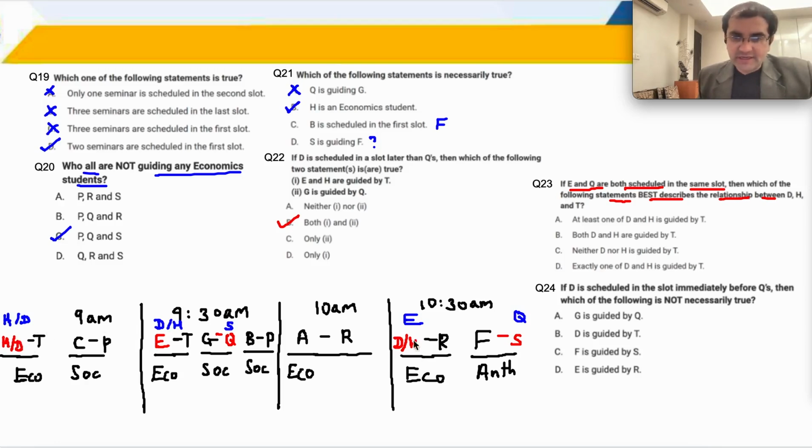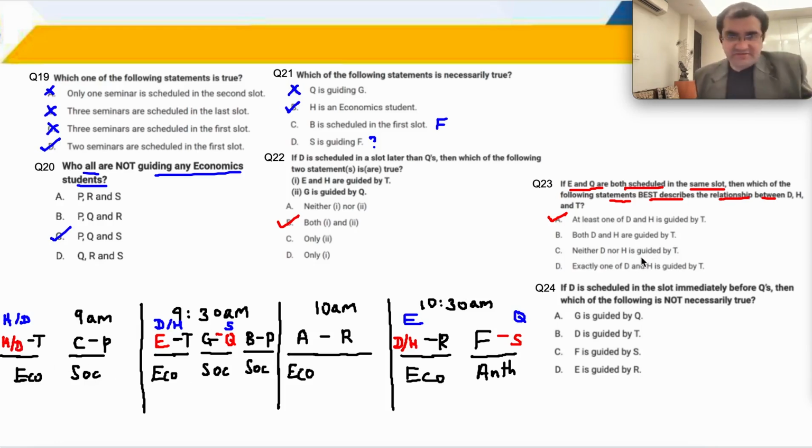Blue color में देखो, H oblique D, D oblique H. यहाँ पे कौन है? H oblique D. D and H में से कोई तो T से guided है. And यहाँ पे देखो H oblique D में से कोई तो guided by T है. So therefore A part should be the right answer. Both D and H are guided, not necessarily. And yeah, red color में no and blue color में yes.